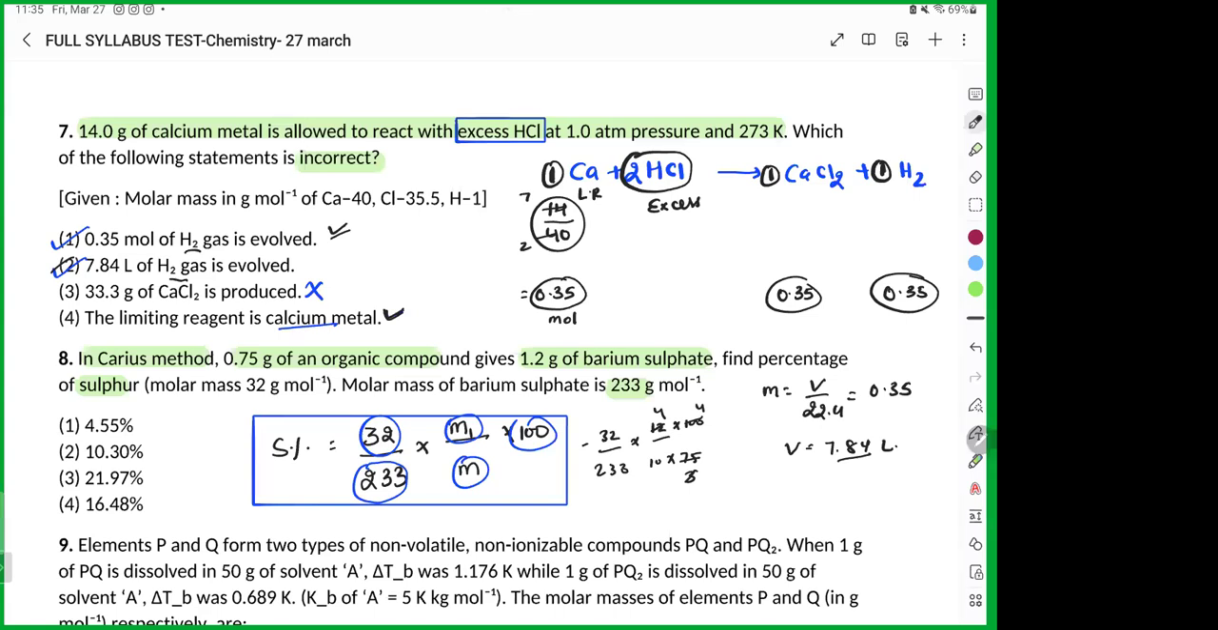You can see the options are very far from each other, so no need to calculate the exact value. This is something like 8. Multiply by 100, 200, near 20. So we'll answer with 3. Done. No need to calculate the exact value.